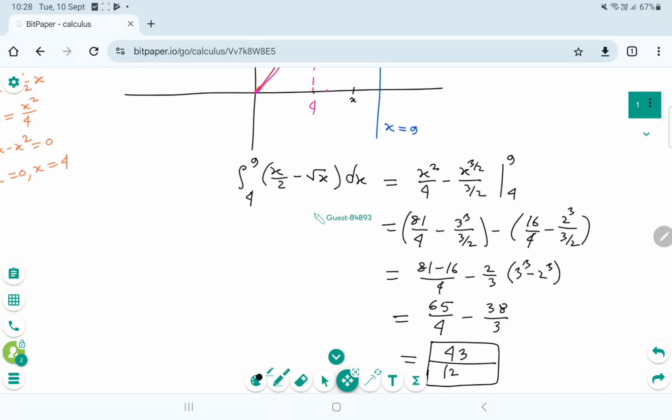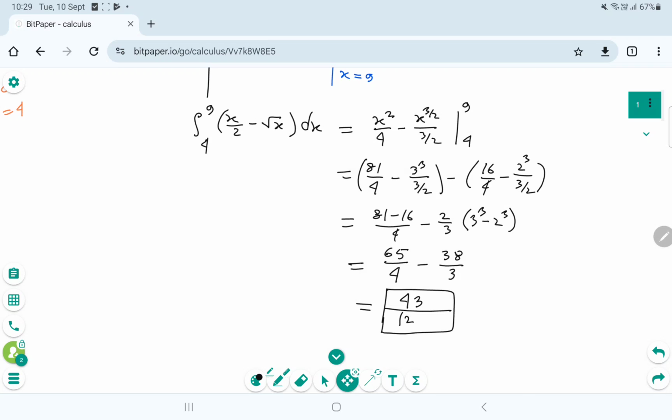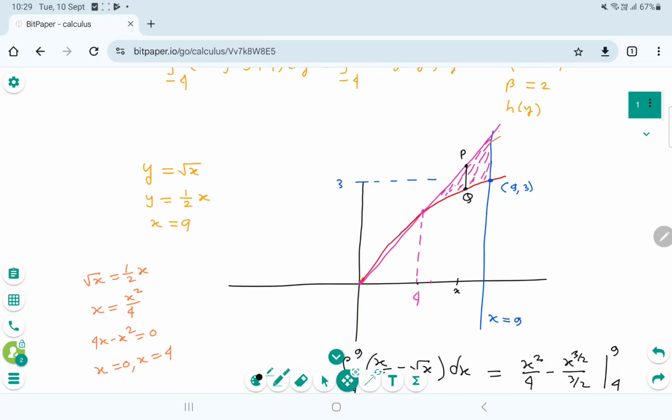Wait, what did you get? 43 over 12. It said 43 over 12 is wrong. How? The question is not clear, exactly which area they want. Yeah, I got the same thing, and it said it was wrong. I don't know now. You got the same thing. Okay, let me check. I think some place I made a mistake.